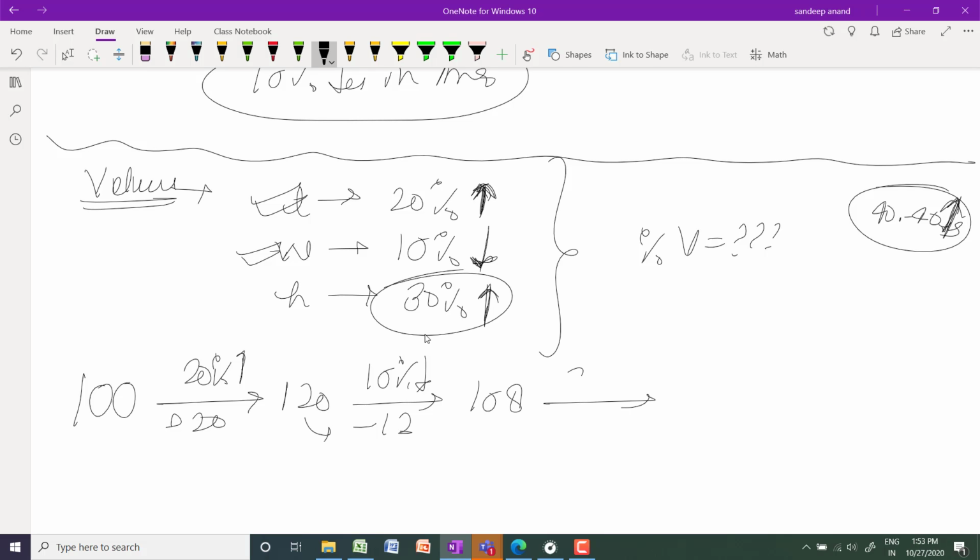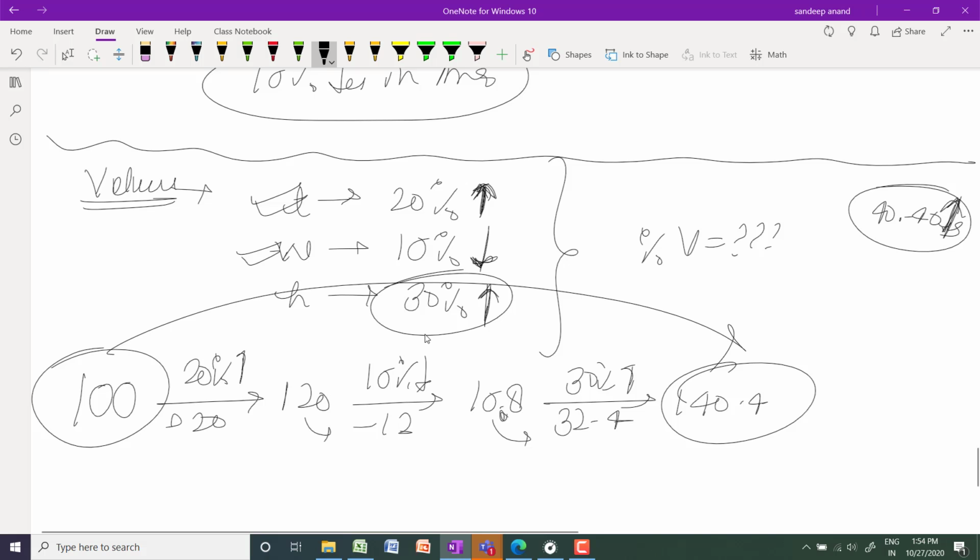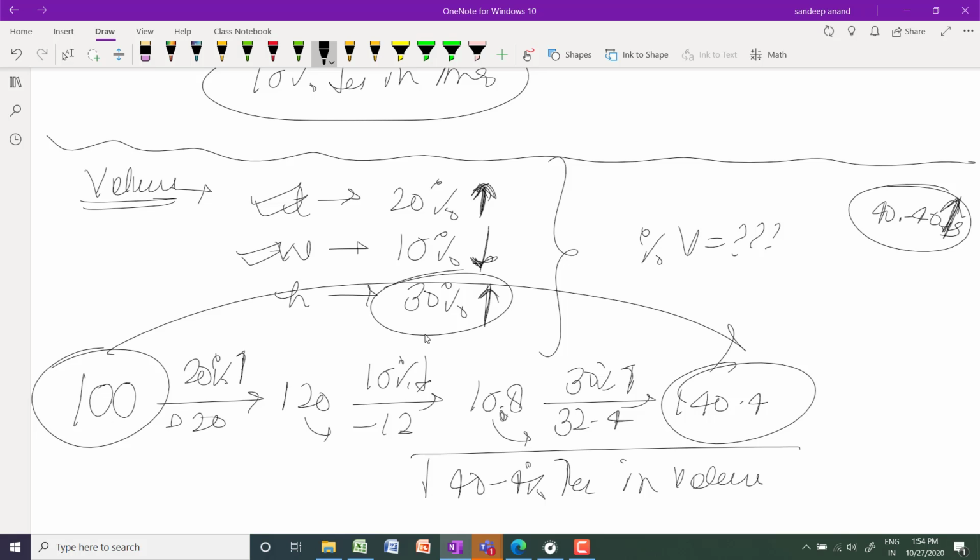Then 30%. 30% means increase. 10% is 10.8, so 30% is 32.4. So this value becomes 108 plus 32.4, which is 140.4. So this is a 40.4% increase in volume. Increase in volume. Very good.